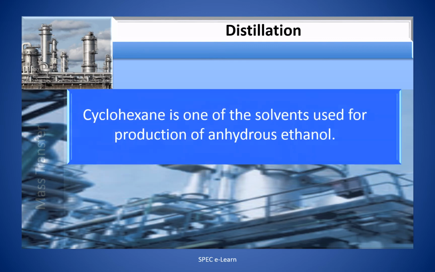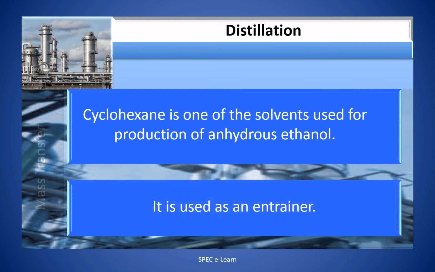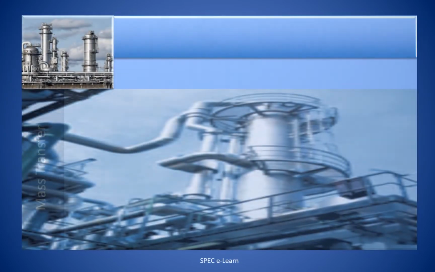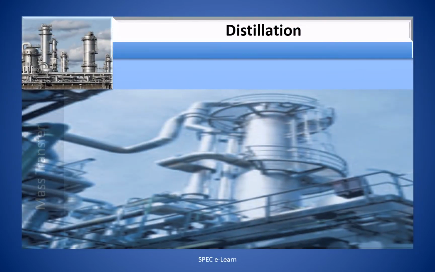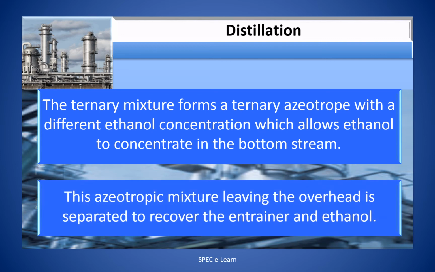Cyclohexane is one of the solvents used for production of anhydrous ethanol. It is used as an entrainer. The ternary mixture forms a ternary azeotrope with a different ethanol concentration, which allows ethanol to concentrate in the bottom stream. This azeotropic mixture, leaving the overhead, is separated to recover the entrainer and the ethanol.